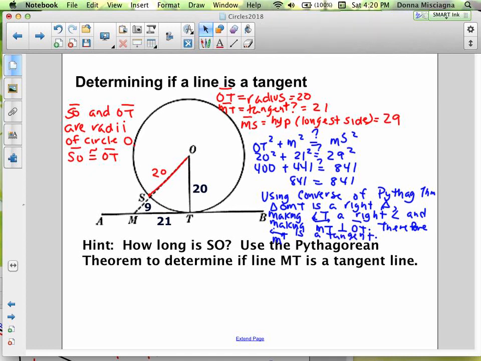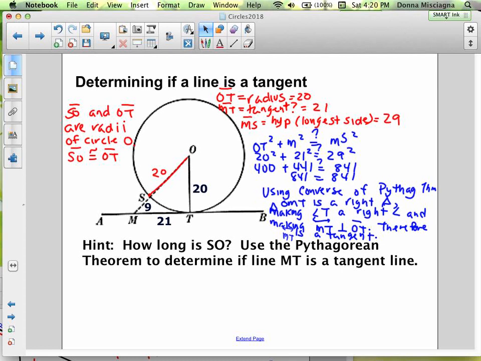But the actual tangent is line MT, and I can't seem to make that. All right, how about now? Oh, no, it's too big. There we go, now it fits. So there we go.